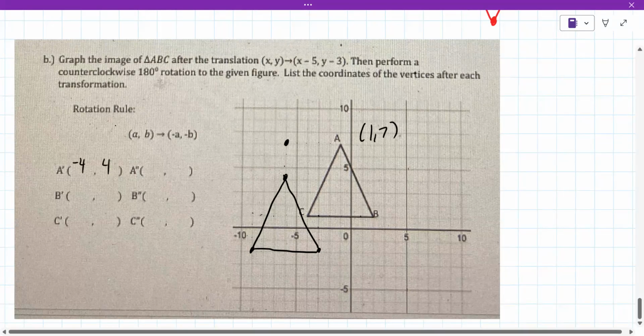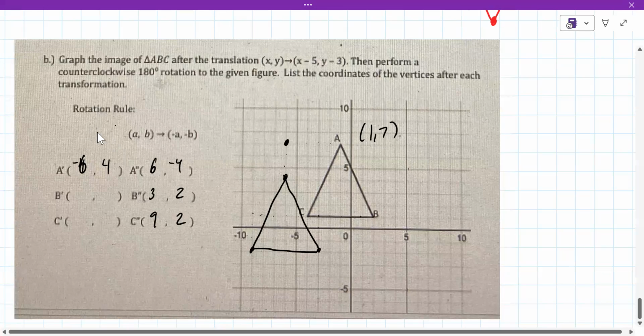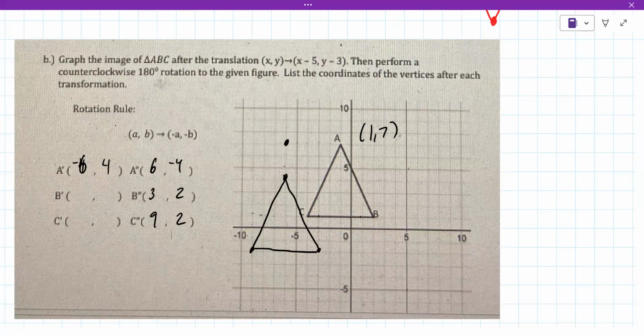Okay, so my final answer is 6 and -4 for A, B is 3 and 2, C is 9 and 2. Any questions on that? I mean, feel good about that? Yeah, I feel solid on that. That's not too bad. There were a number of those rotations. There was reflections over y equals x. Just maybe take a look at our past notes or what you got in class.